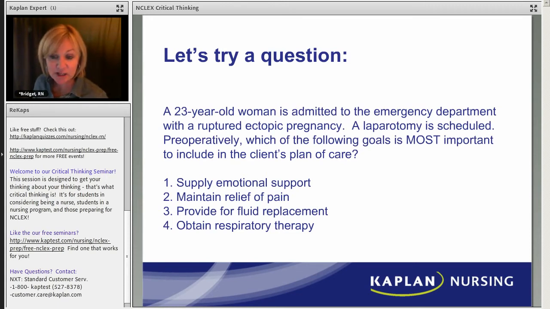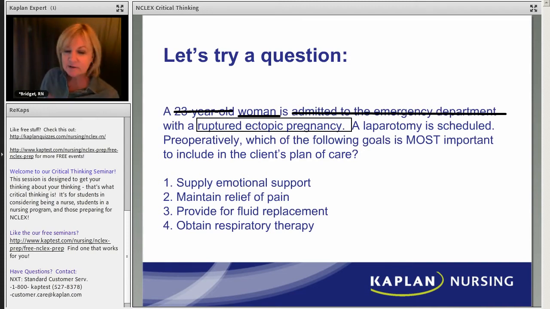Well, it has her age, and it has where she is. We know it's important that she's a woman, I guess, but her age isn't really that important, and it doesn't matter where she is. But what does matter is that she has this problem. Now, some of you are thinking, I haven't had that in school, or you're thinking, I don't remember what that is. That's okay. Because when you get on NCLEX, you're going to see things that you don't know what they are.